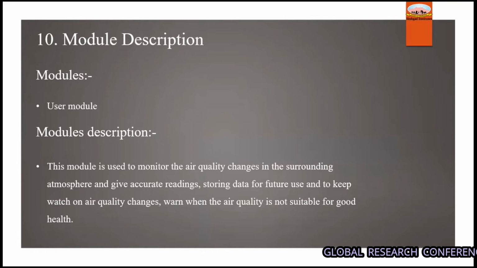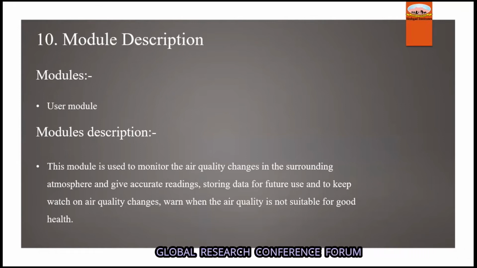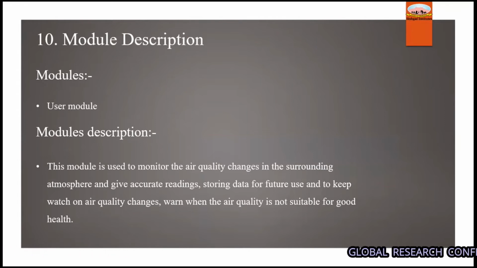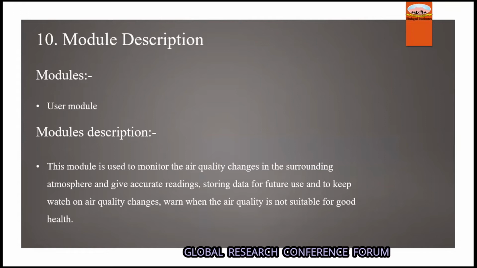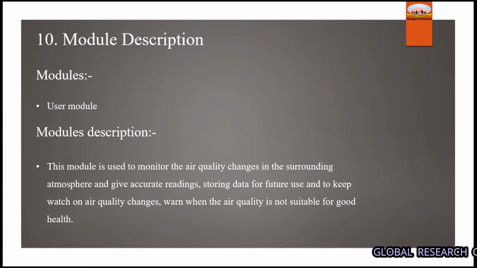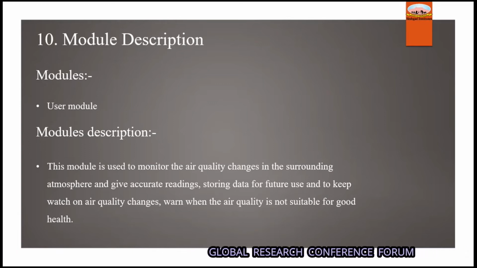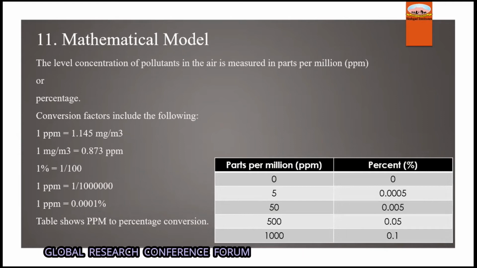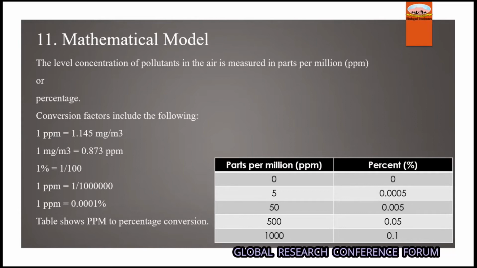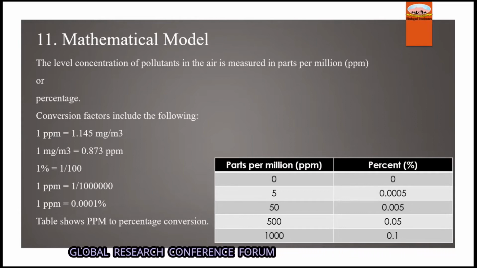This is the module description. Modules: user module. This module is used to monitor the air quality changes in the surrounding atmosphere and give accurate readings, storing data for future use, and to keep watch on air quality changes, warning when the air quality is not suitable for good health. Next, the mathematical model. The level of concentration of pollutants in the air is measured in parts per million, that is ppm, or percentage.